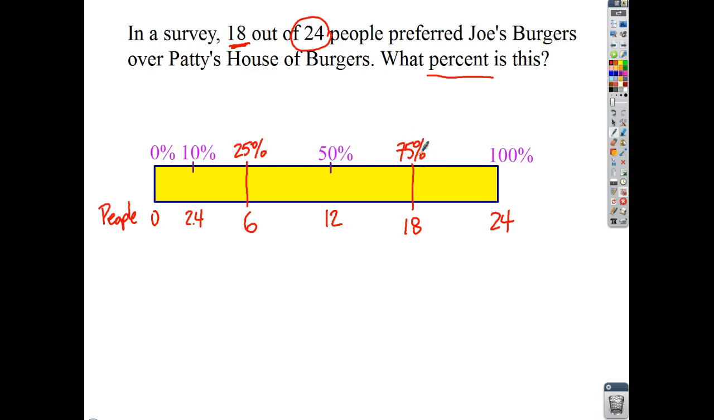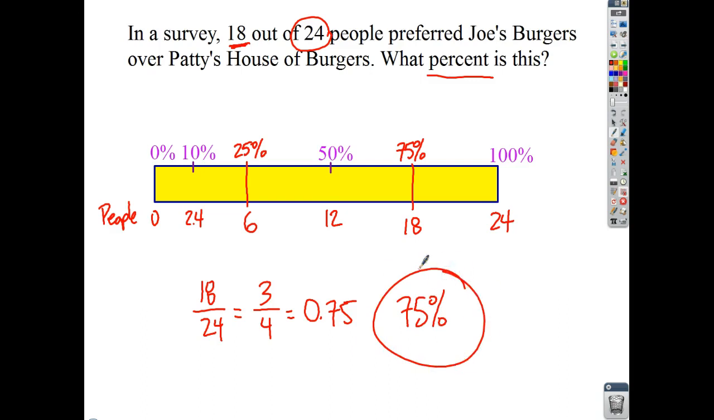That'd be one way. We could have also written it as a fraction, right? 18 out of 24. Okay, both of these are divisible by 6. So you get 3/4, right? And hopefully you know now that that's 0.75, which is the same as 75%. Okay, meaning if they were to survey 100 people, we would expect 75 of them to prefer Joe's Burgers over Patty's House of Burgers. Okay, that should be enough for now.